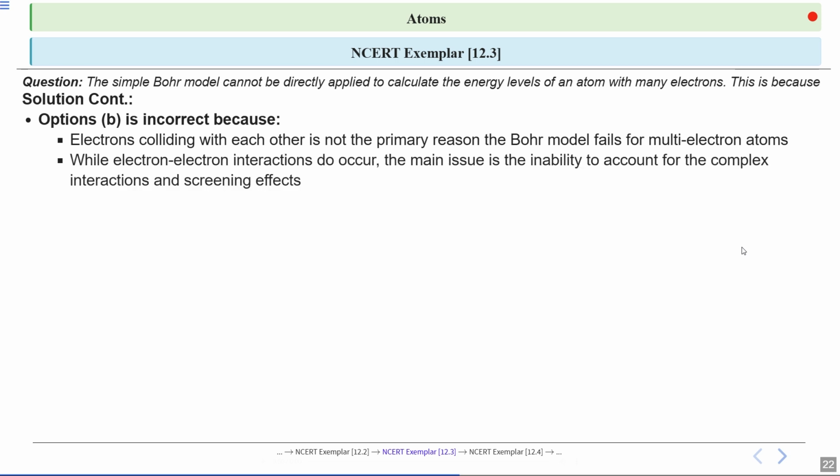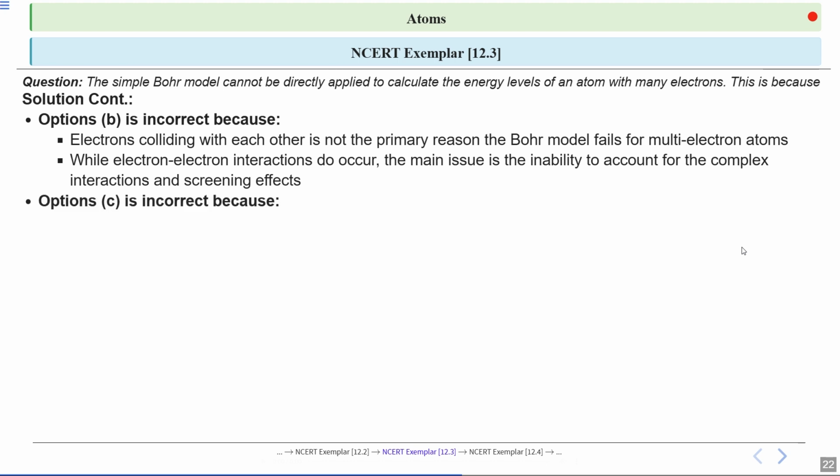Let's dig a bit deeper. The real issue is that the Bohr model can't handle the complex interaction between electrons, especially the way they influence each other's energy through repulsion and screening. These effects change the forces acting on each electron, making the simple Bohr approach inaccurate.